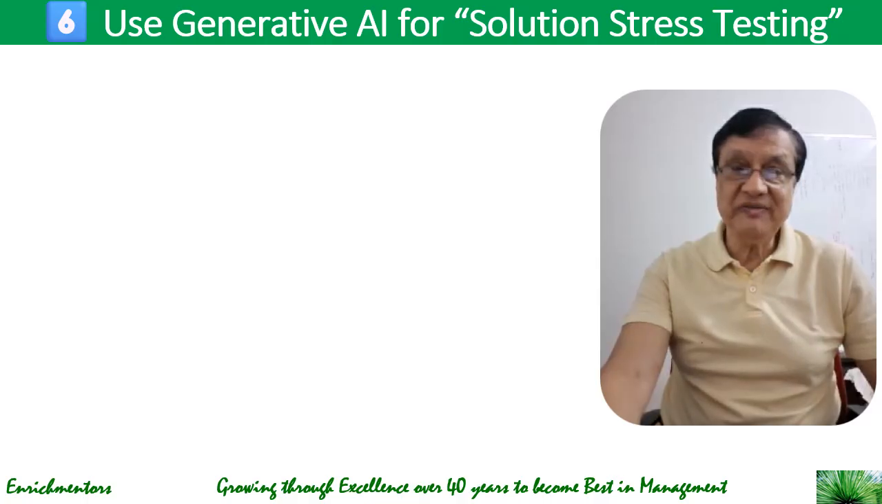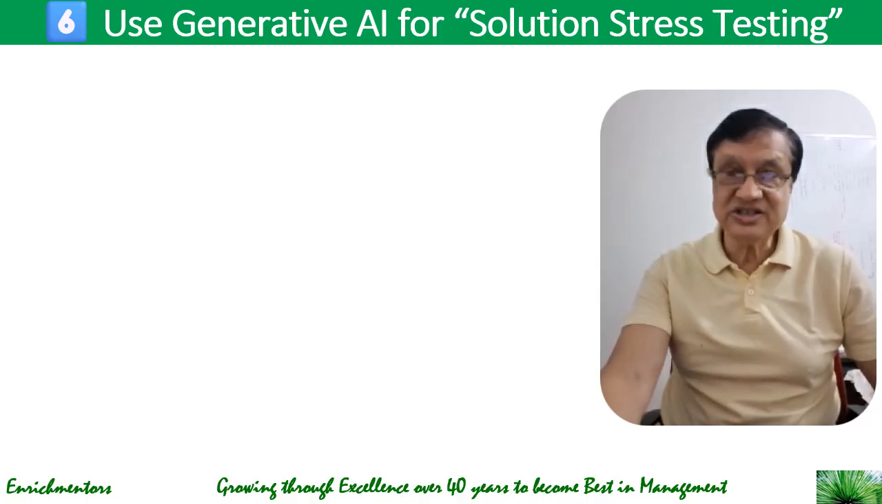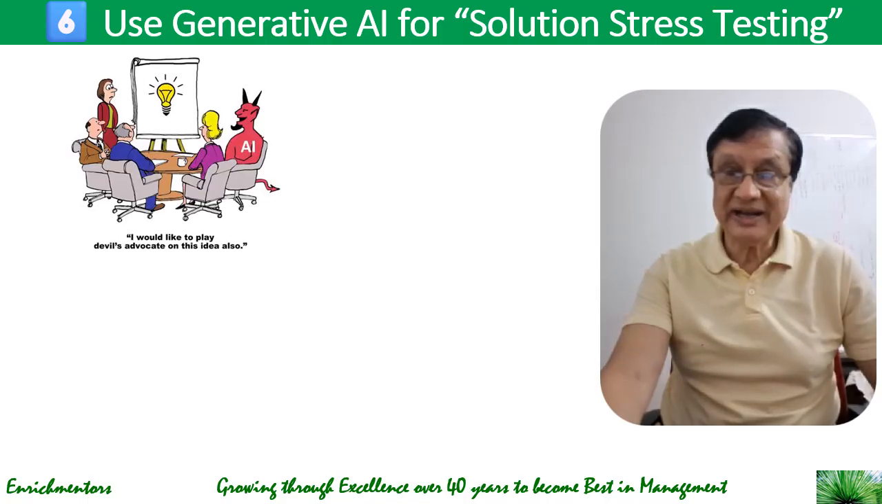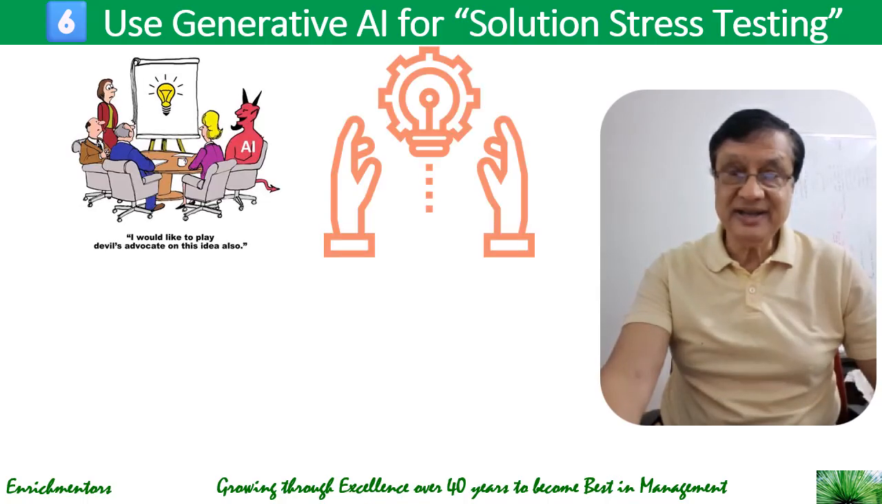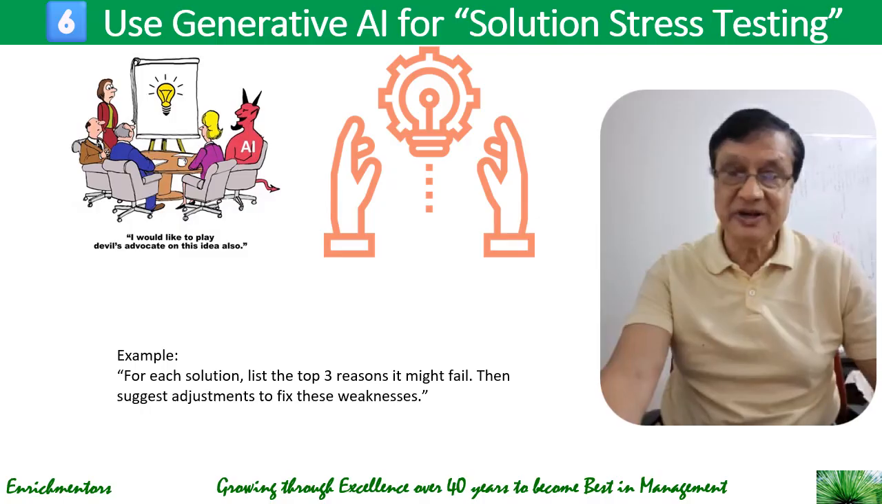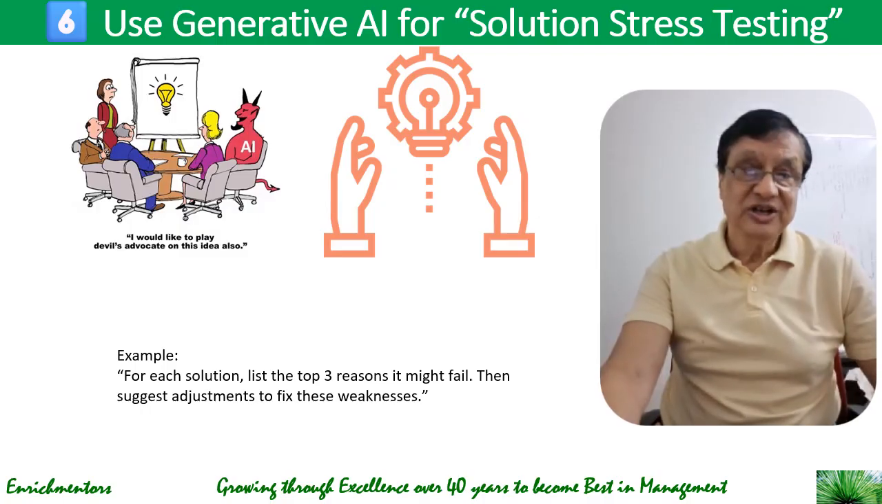Also use generative AI for solution stress testing. Once you have a set of solutions, ask AI to attack each idea, play the devil's advocate, and then ask it to defend and improve them. Both things can be done by the AI. For example, you could say: for each solution, list the top three reasons why it might fail and then suggest adjustments to fix these weaknesses. So you can ask it to play the devil's advocate as well as the supporter.